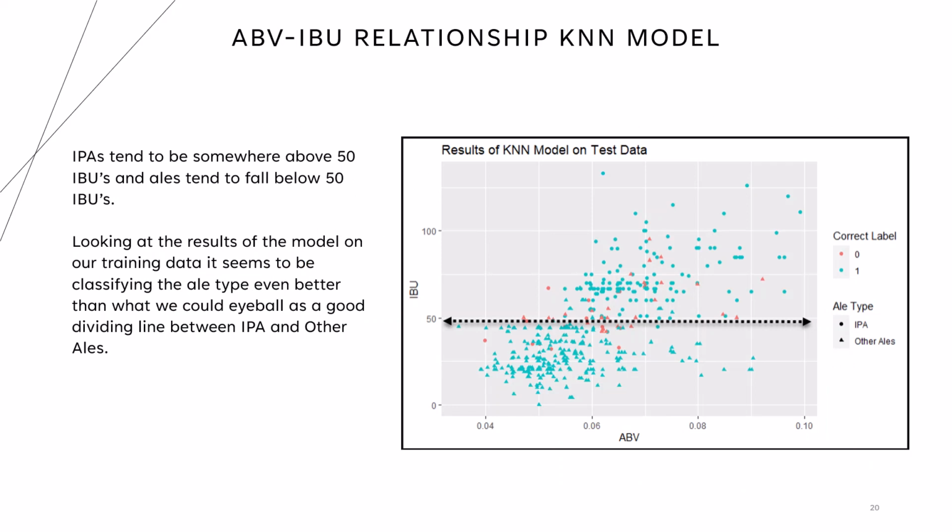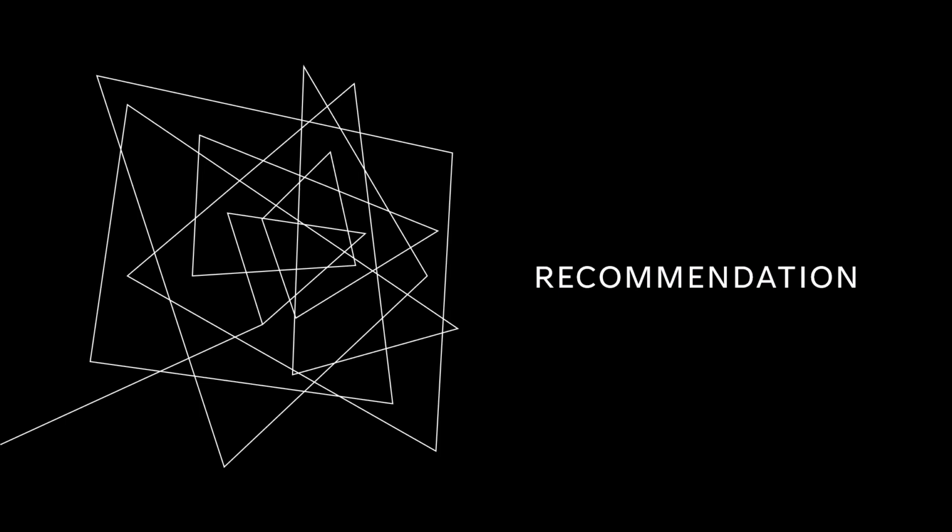Looking at the output of the model, there seems to us to be a clear trend where if you're below an IBU of 50, you tend to be an other ale, and if you're above that IBU of 50 line, you tend to be an IPA. Obviously there's some exclusions to that rule, but it seemed like a good rule of thumb for us, and our KNN classifier seemed to identify that as well. And this makes sense because IPAs tend to have more hops, which makes them a little more bitter, and they're also a little stronger, so it followed intuition as well.